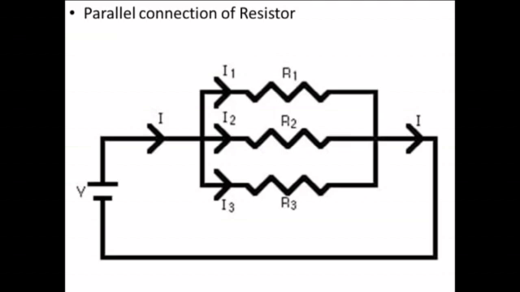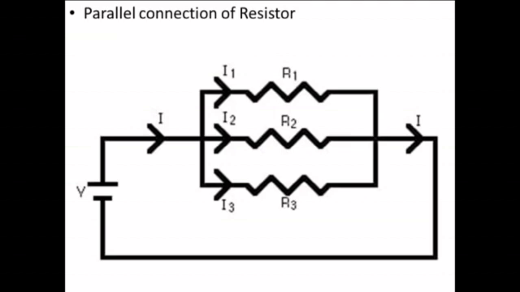In parallel connection of resistors, the voltage drop across every resistor is equal to the battery voltage. So according to Ohm's law, I1 equals V upon R1, I2 equals V upon R2, and I3 equals V upon R3. So substituting in the first equation, capital I equals V upon R1 plus V upon R2 plus V upon R3.